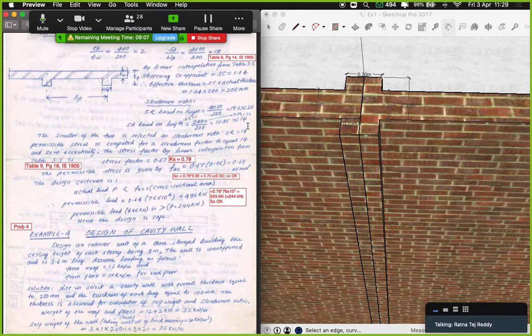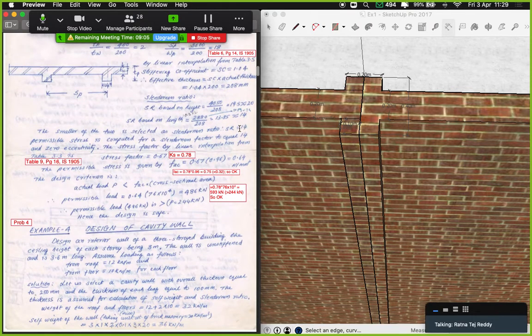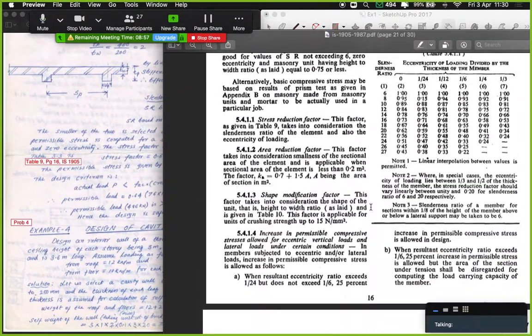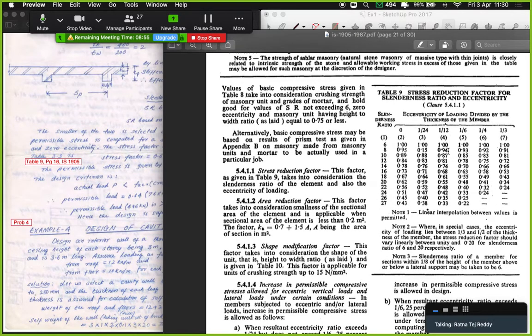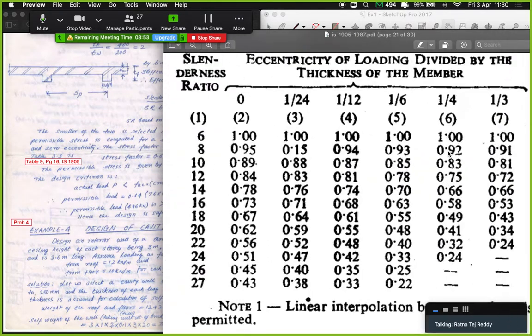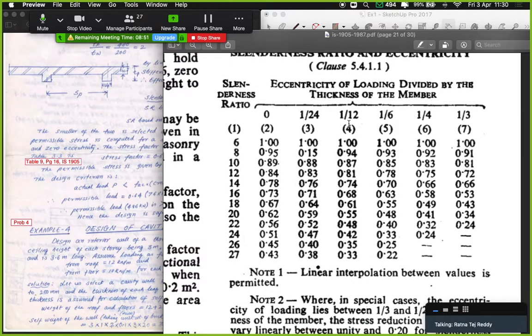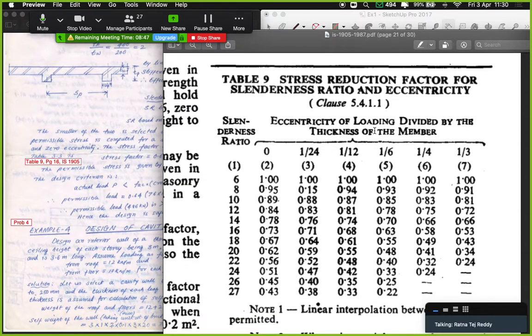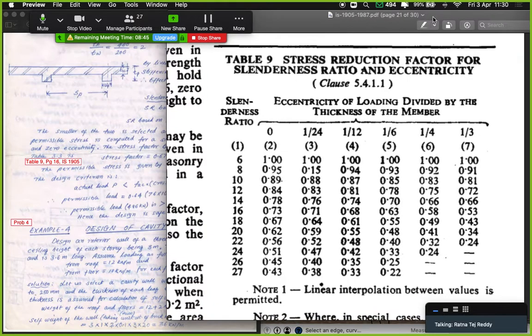So with that slenderness ratio, we will be heading towards calculating the stress reduction factor. The stress reduction factor, we can get it from table 9, stress reduction factor based on slenderness ratio and eccentricity. So we won't be taking any eccentricity into factor here. We'll be just considering the eccentricity as 0, since we are going to deal with only axial loads that are happening on top of masonry structures.